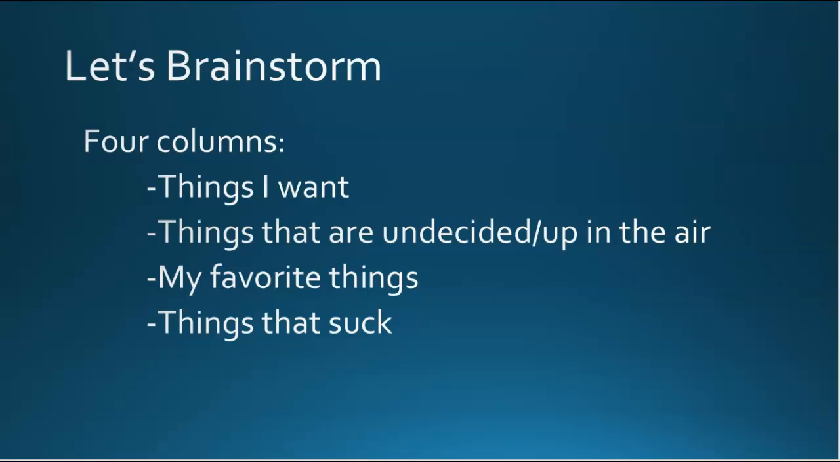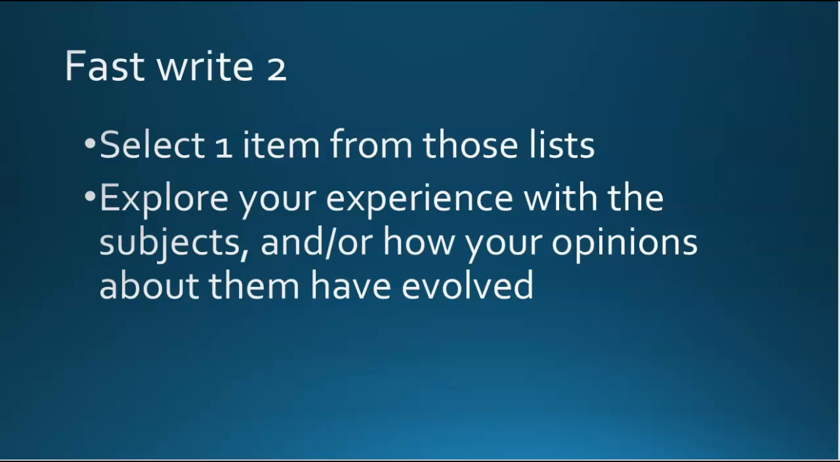All right, so you were able to get some things down, right? What I want you to do is review what you have, some of the things that you've listed in those 4 columns. Choose one that has some possibility, one that is provocative, that's pulling on you. I just want you to select one item. It could be from things I want, things that are undecided, my favorite things, or things that suck. Select one item from any of those lists, and then I want you, in writing, to explore your experience with the subjects and or your opinions about them. How have those opinions evolved?